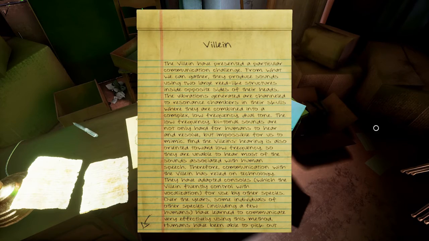Elaine. The Villain have presented a particular communication challenge. From what we can gather, they produce sounds using 2 large reed-like structures inside opposite sides of their heads. The vibrations generated are channeled to resonance chambers in their skulls, where they are combined into a complex, low-frequency dual tone.